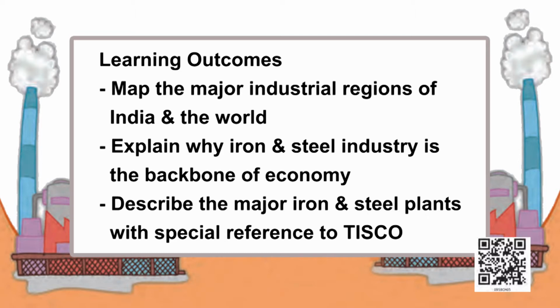After studying today's lesson, you will be able to map the major industrial regions of India and the world, explain why iron and steel industry is the backbone of our economy, and describe the major iron and steel plants with reference to TISCO. Dear students, we began the chapter with a discussion on how books are manufactured from wood.